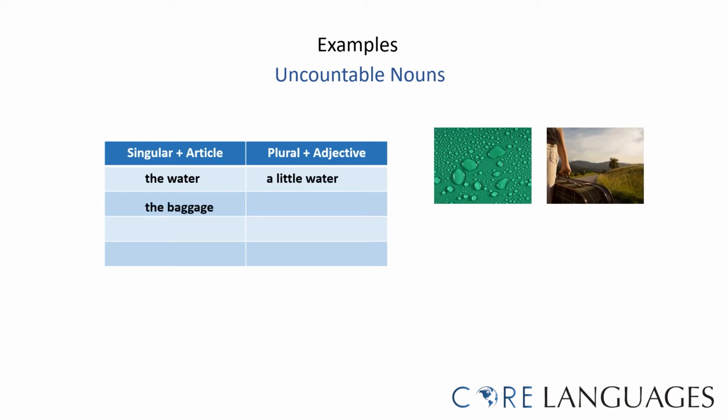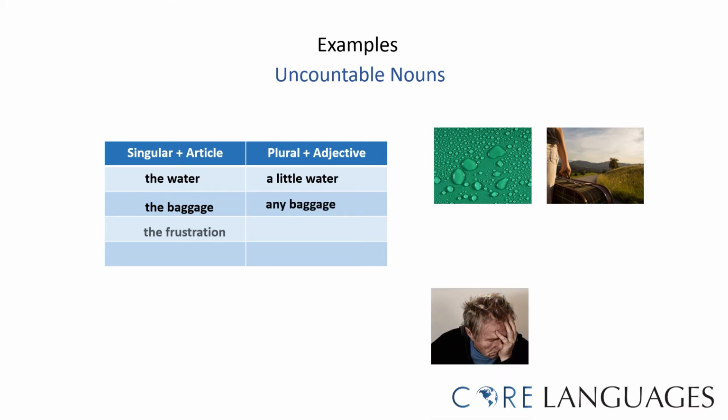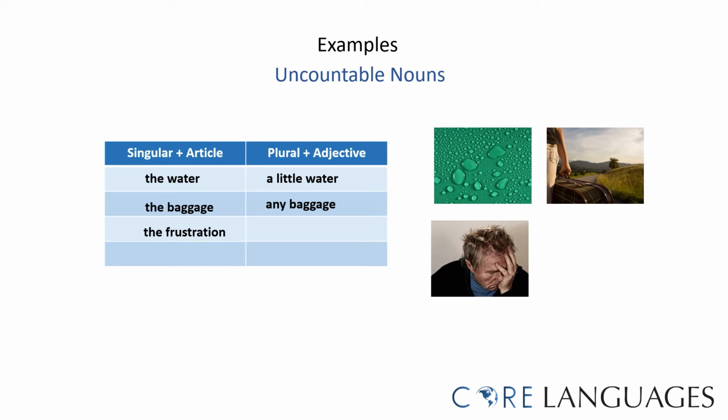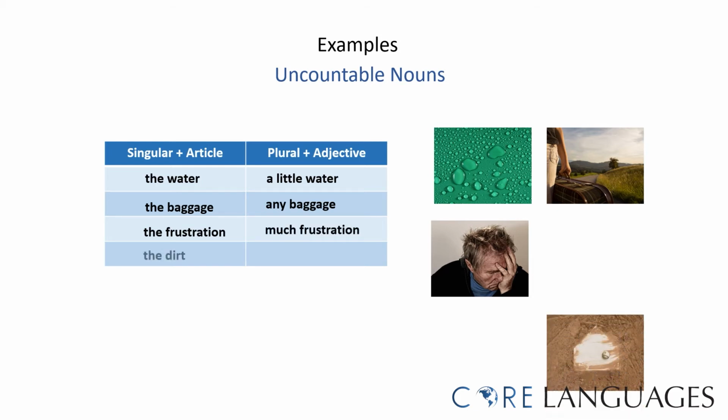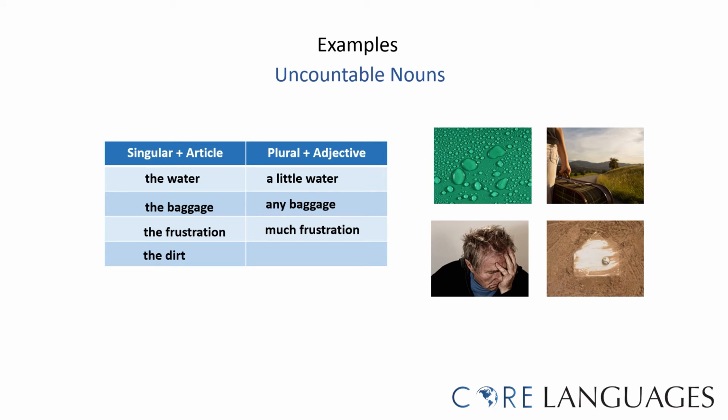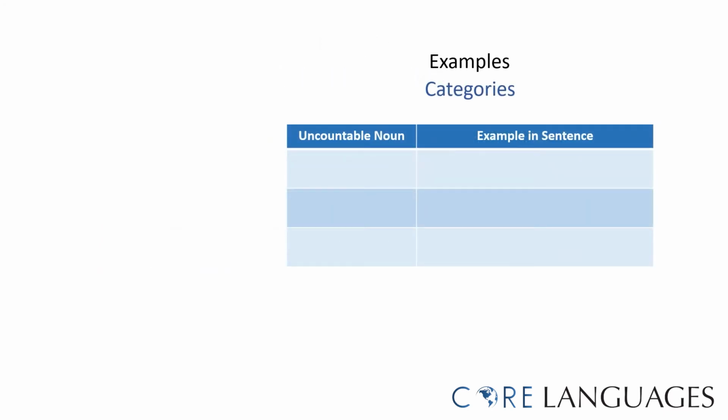The baggage. I could say any baggage. The frustration. I could say much frustration. The dirt. I could say a little bit of dirt. Here are some examples of sentences with uncountable nouns that belong to categories.